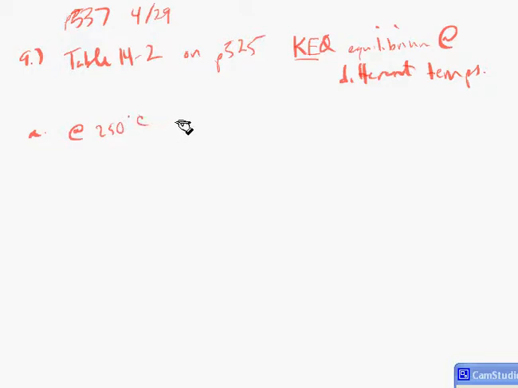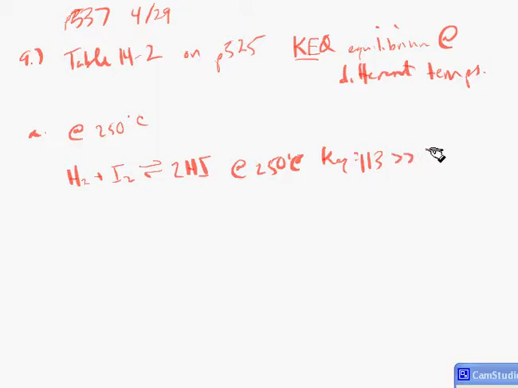So I'm going to look at my table at H2 plus I2 forming 2HI. So they're giving me the reverse reaction at 250. Okay, what they're telling me in the table is that this reaction here forming 2HI at 250 degrees C, the KEQ is equal to 113, which is much greater than 1.